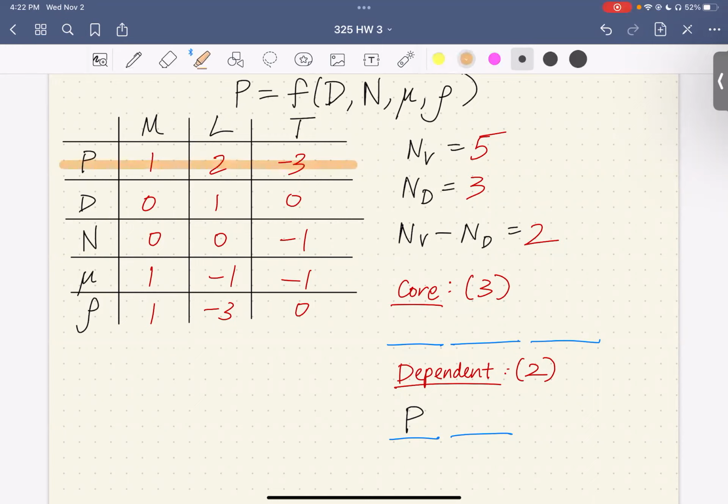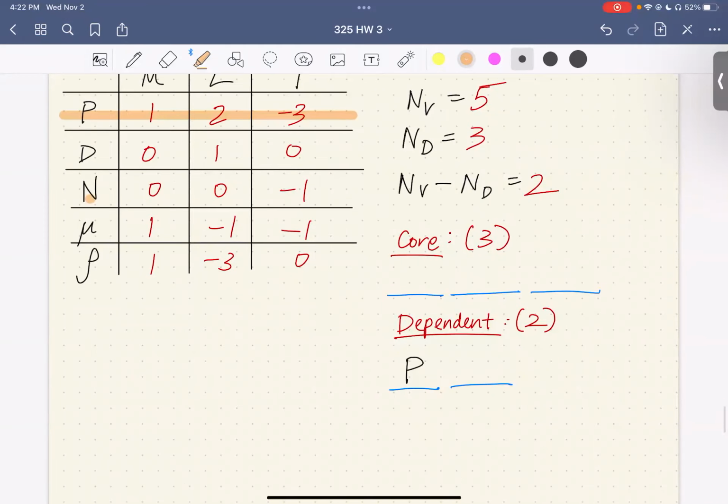Power wants all 3 dimensions, right? And we have all 4 to choose from, right? So let's pick a combination that makes sense. So we have diameter, right? Use diameter. Then we can also use number of rotation. Sure, it has length, and now we have time as well. That's great.